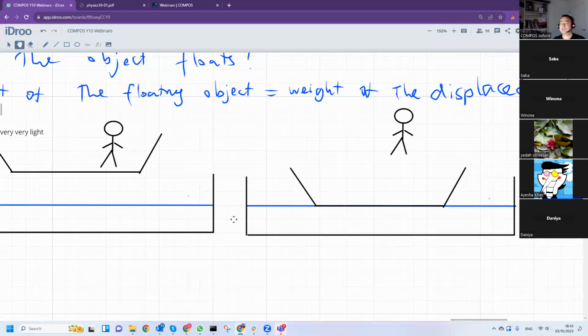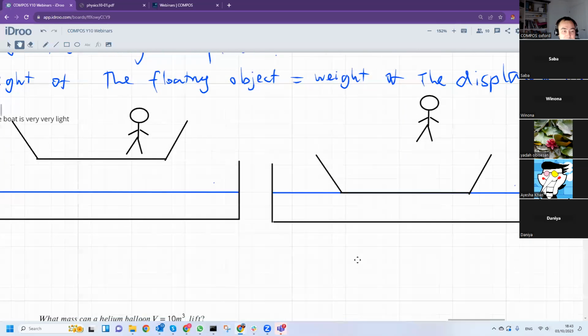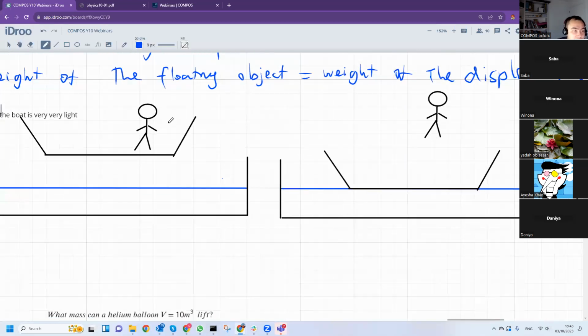Imagine a styrofoam boat, super light. So the water does not change. Just the boat itself does not change the water level.